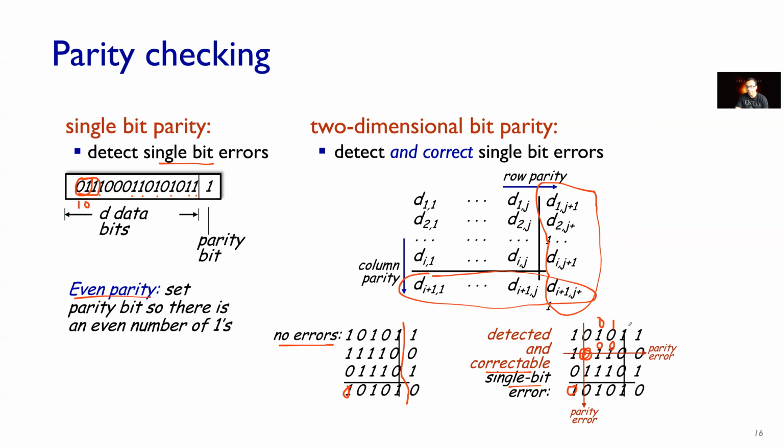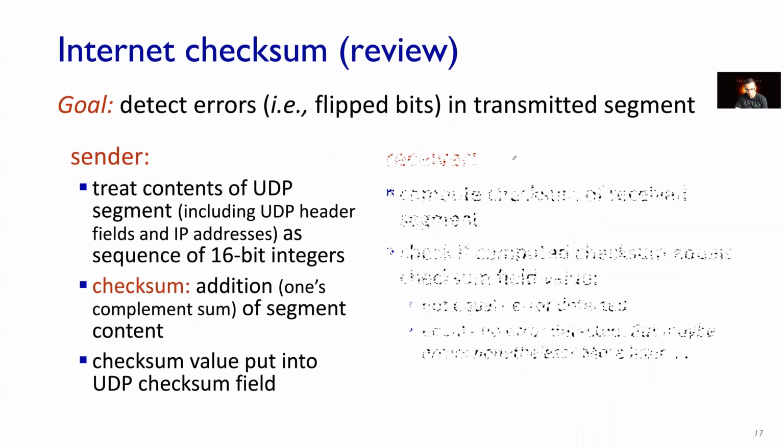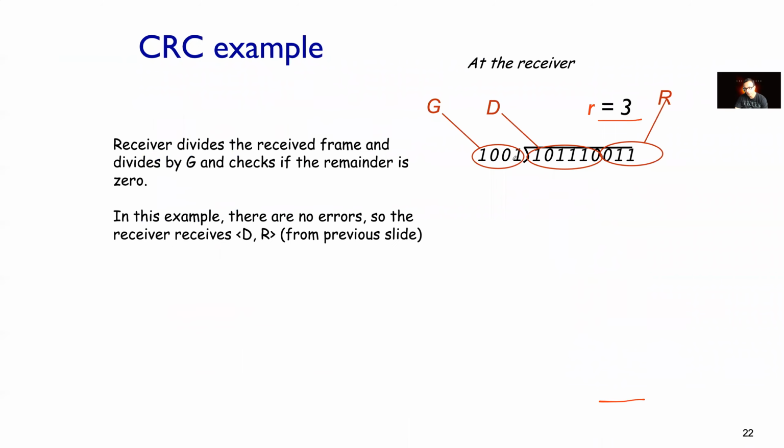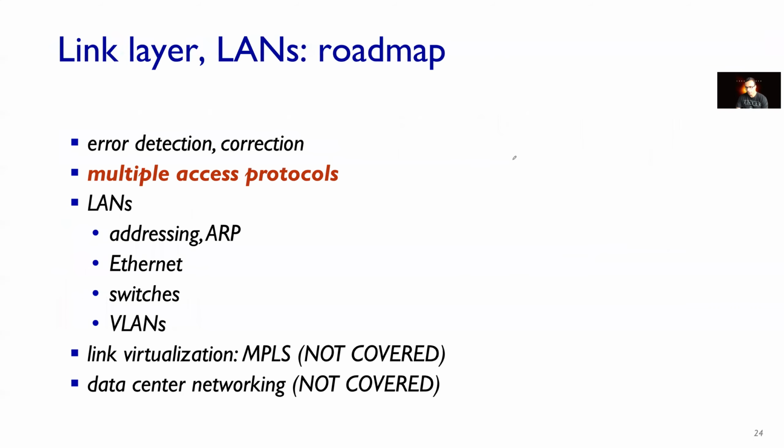So 2D parity can actually correct single bit errors, as it says here. Multiple bit errors, well, it depends. 2-bit errors, it won't be able to correct. 3-bit errors also. So from 2-3 bits onwards, it won't be able to correct those. It can only correct 1-bit errors with 2D parity. Okay.